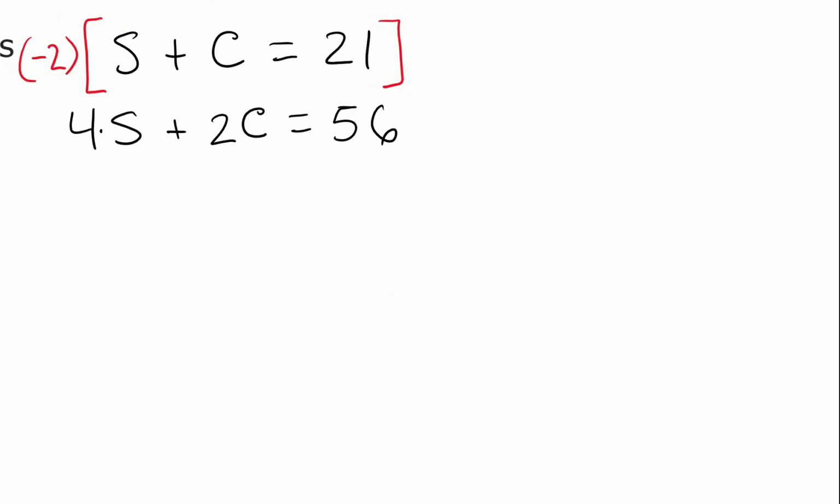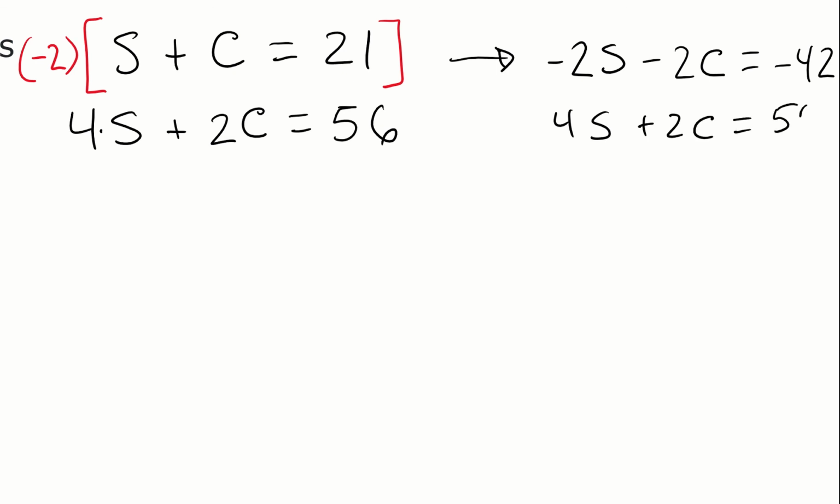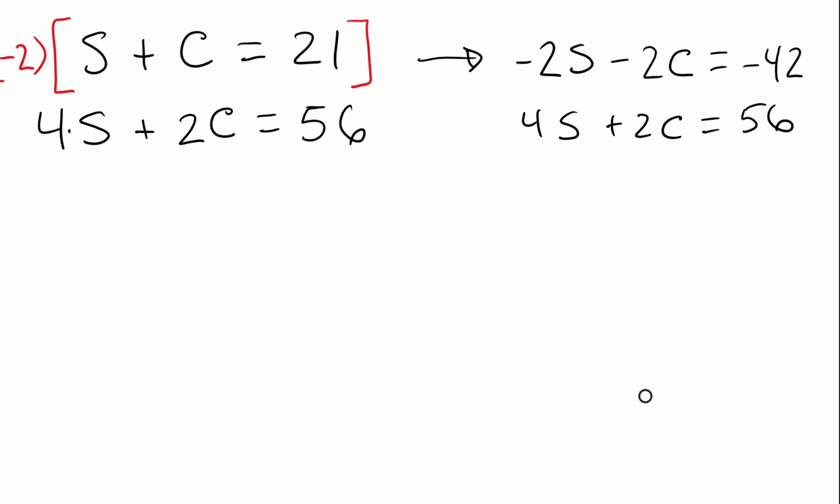And then I'm just going to rewrite this system. So this top equation is going to become -2s minus 2c equals -42. If I have equal things and I multiply all terms on both sides by equal things, I get equal things. So I just multiplied everything by -2. And that bottom equation is 4s plus 2c equals 56. That's just a rewriting of it. And I can see clearly that the chickens are going to eliminate here.